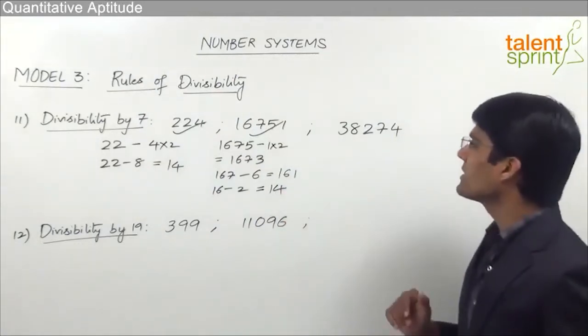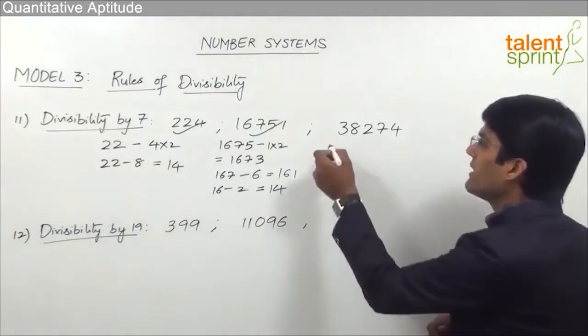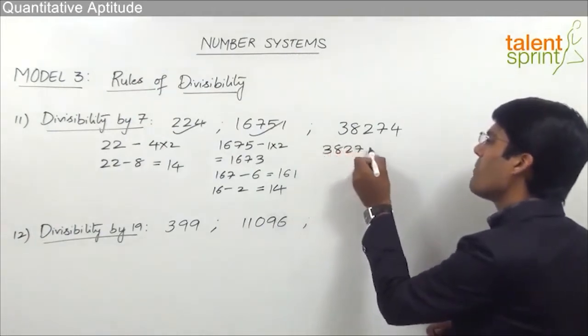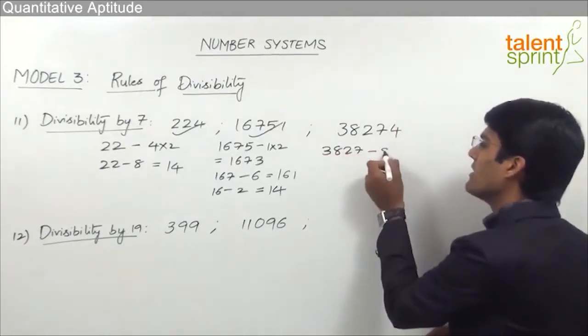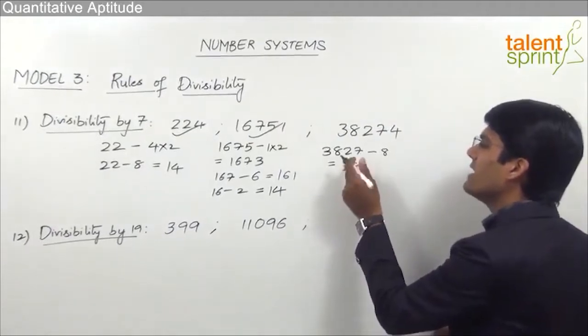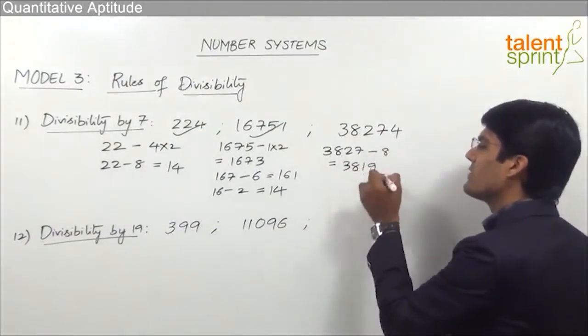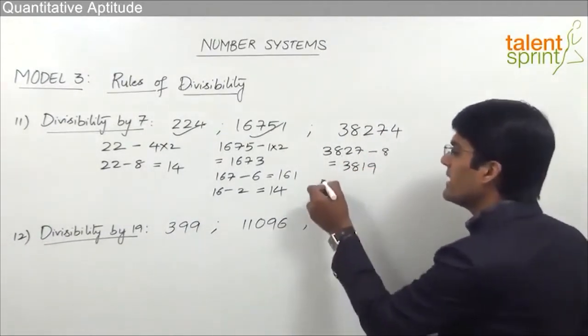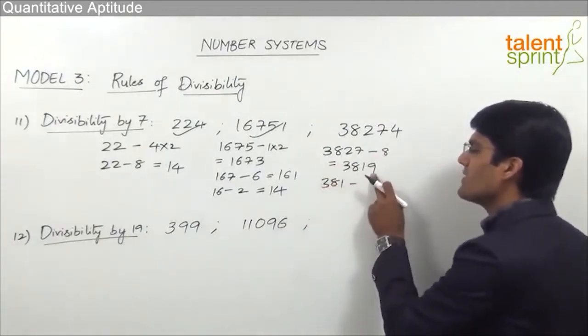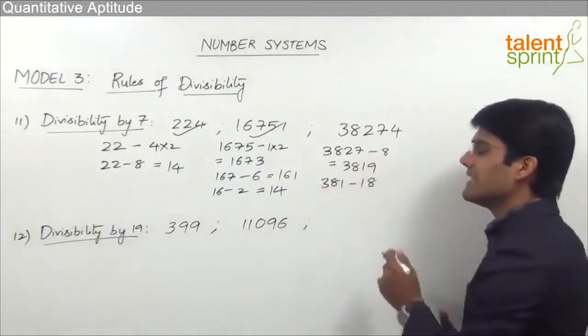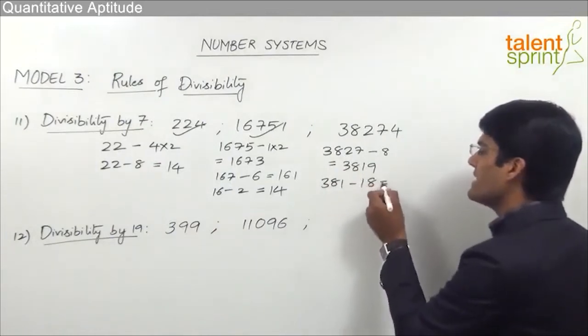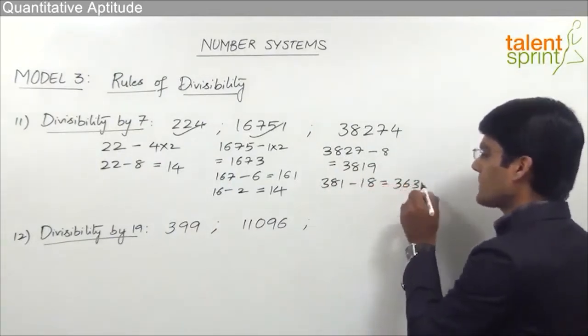Let us now check this for 38274. So here we get 3827 minus 4 multiplied with 2. That will give us 38, 27 minus 8 is 19. So we get 3819. Again 381 minus this units place multiplied with 2, that is 18. So 381 minus 18 will be equal to 363.